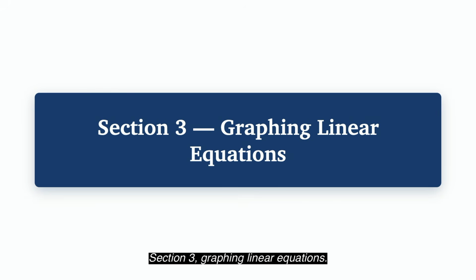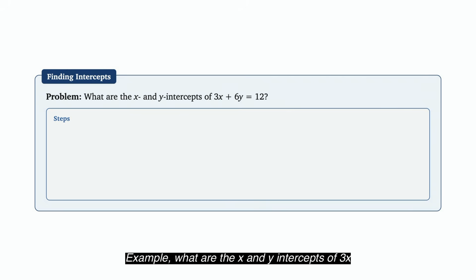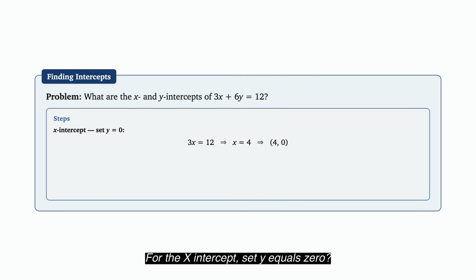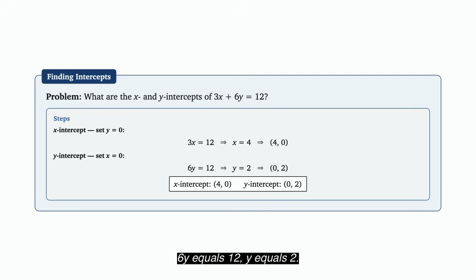Section 3. Graphing linear equations. Finding intercepts. Example: what are the x and y intercepts of 3x + 6y = 12? For the x-intercept, set y = 0. 3x = 12, x = 4, so (4, 0). For the y-intercept, set x = 0. 6y = 12, y = 2, so (0, 2).